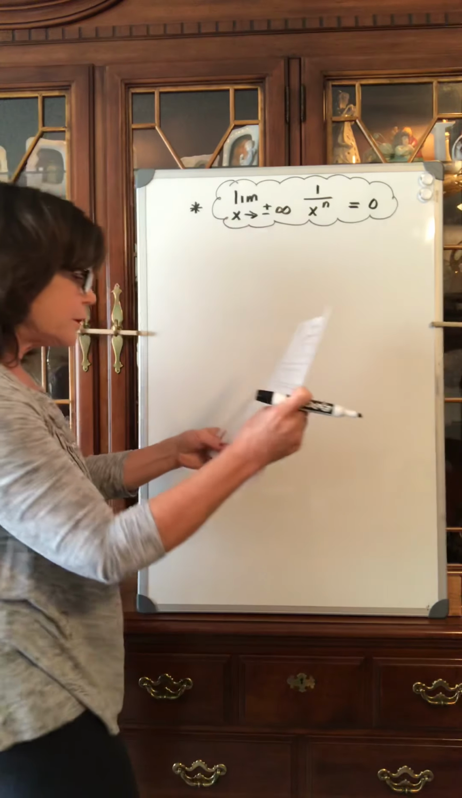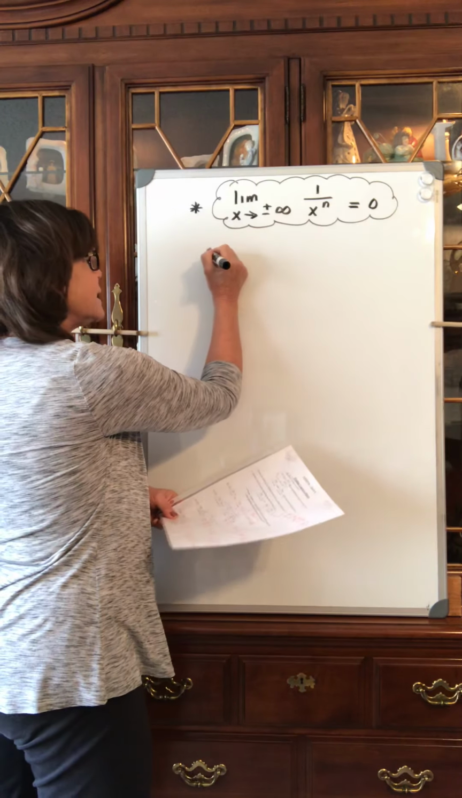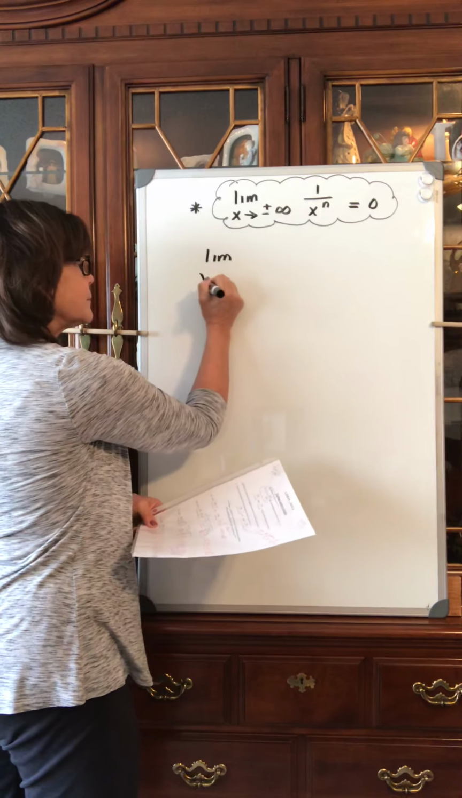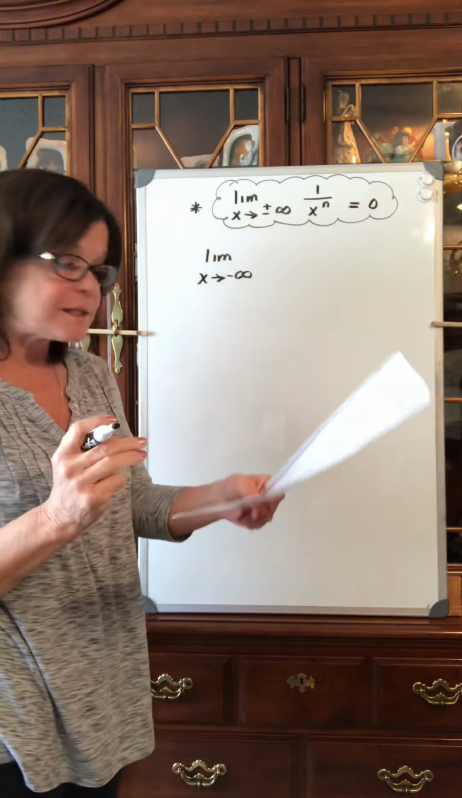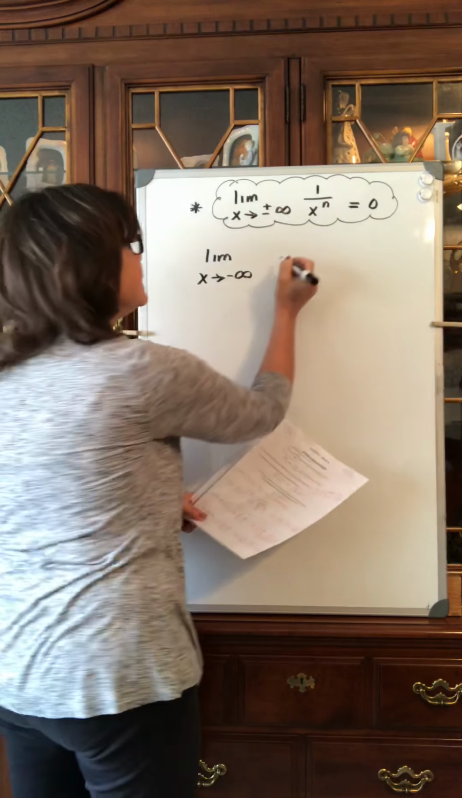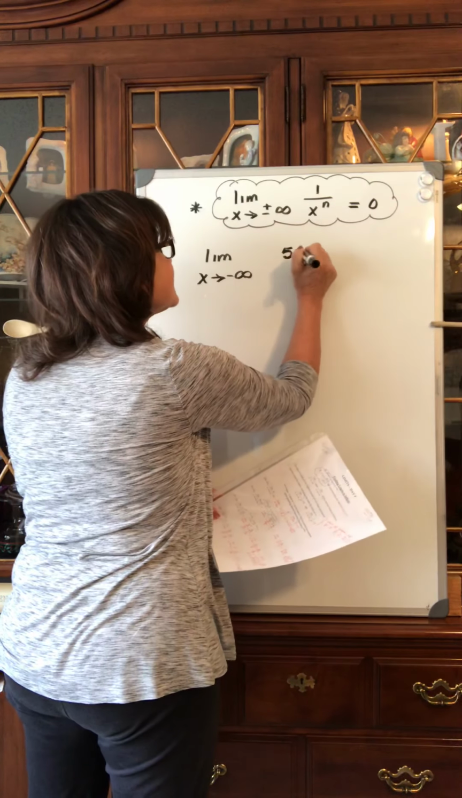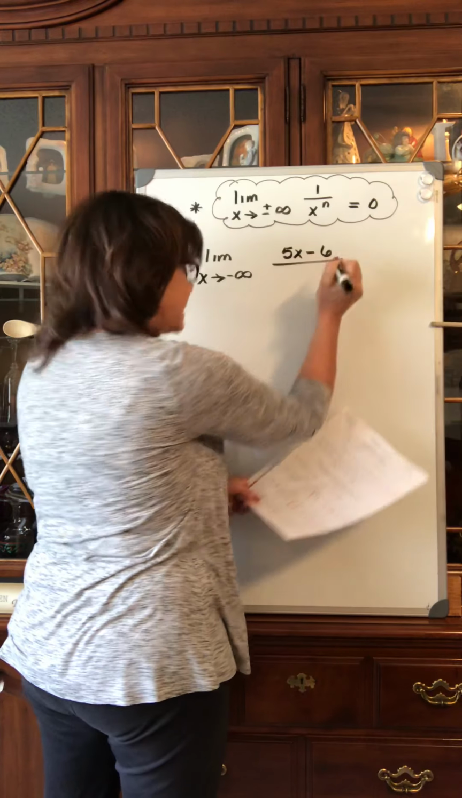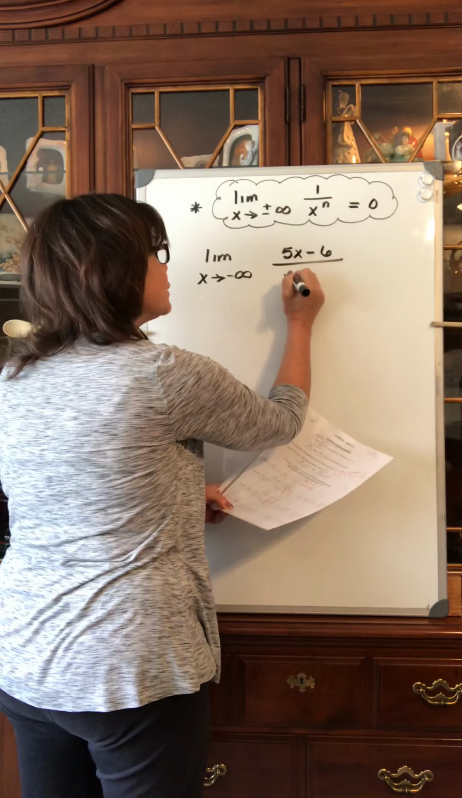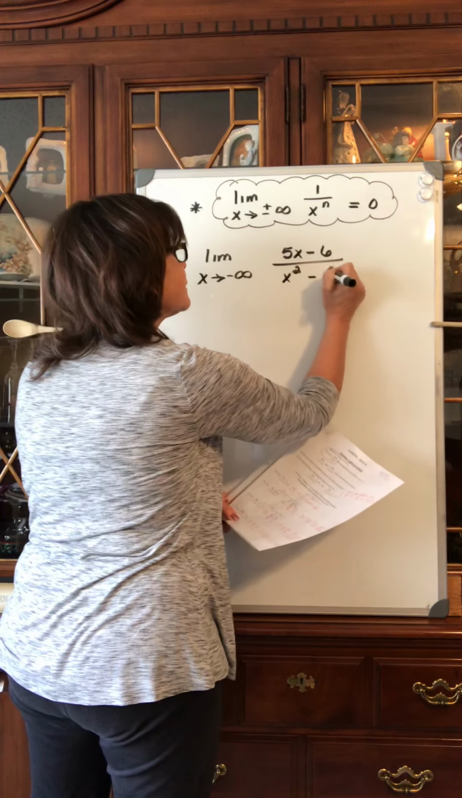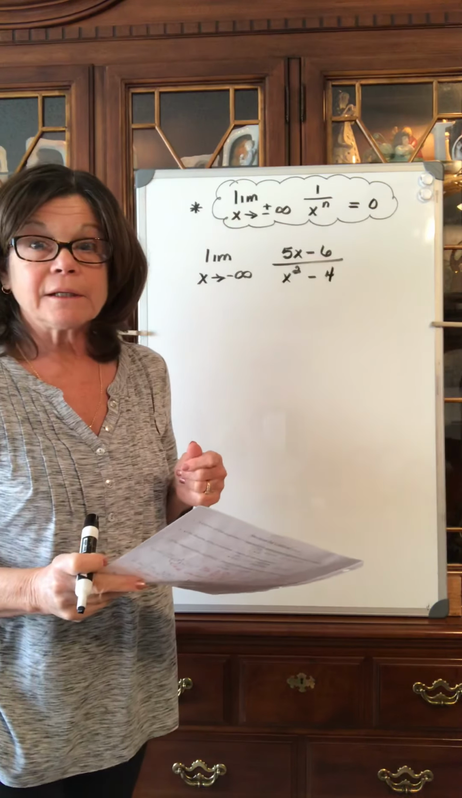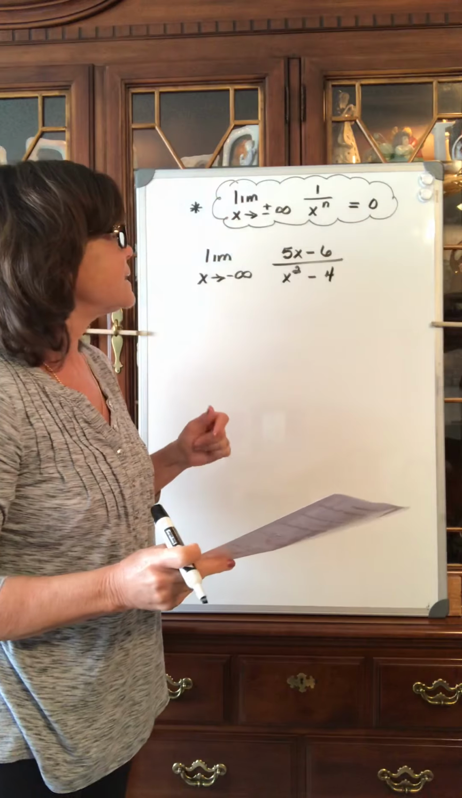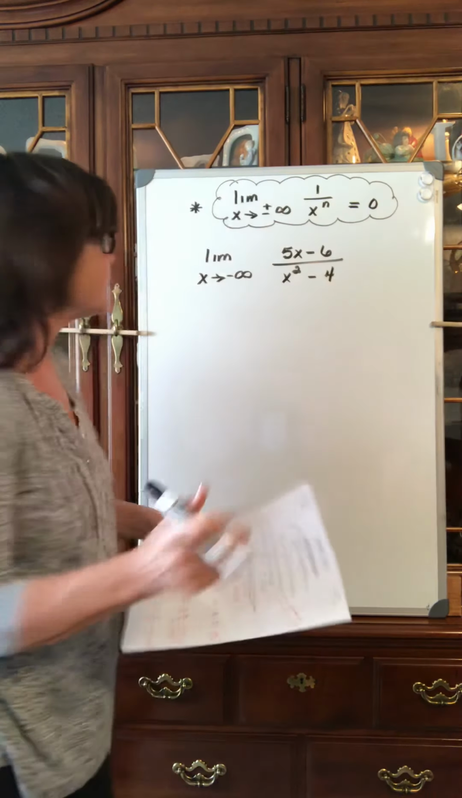example number 4, is the limit as x is approaching negative infinity. Again, it doesn't make any difference if it's positive or negative infinity, of 5x minus 6 divided by x squared minus 4. Okay. Divide everything in the rational function by the highest exponent of x. In this case, it'll be x squared.